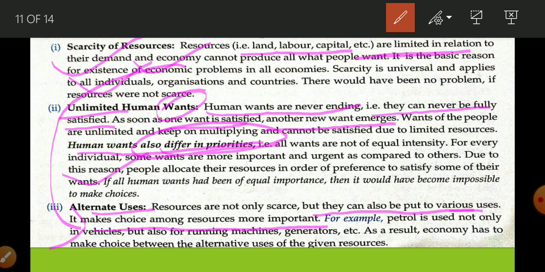I had told you, petrol, milk, we can use in many ways. We can make tea, coffee, curd, cheese. So we have to decide which use we are going to make.